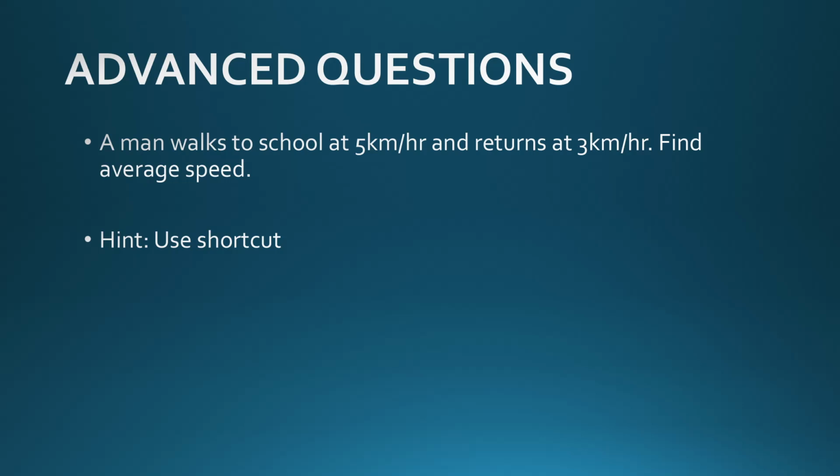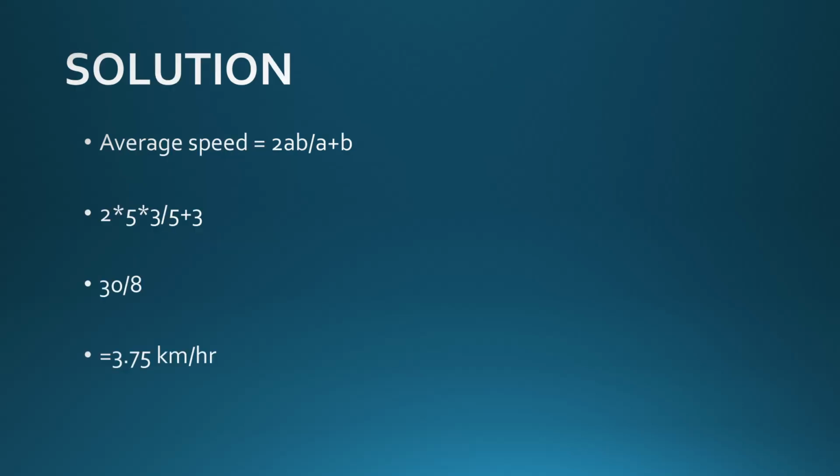Now let's look at a question. A man walks to school at 5 km per hour and returns at 3 km per hour. Find average speed. Hint is use shortcut. So we learned a while ago that average speed equal to 2 into A into B divided by A plus B, where A and B are the speeds and the time taken and the distance covered should be equal. So since a man is walking to the school and back from school, so the distance traveled is equal.